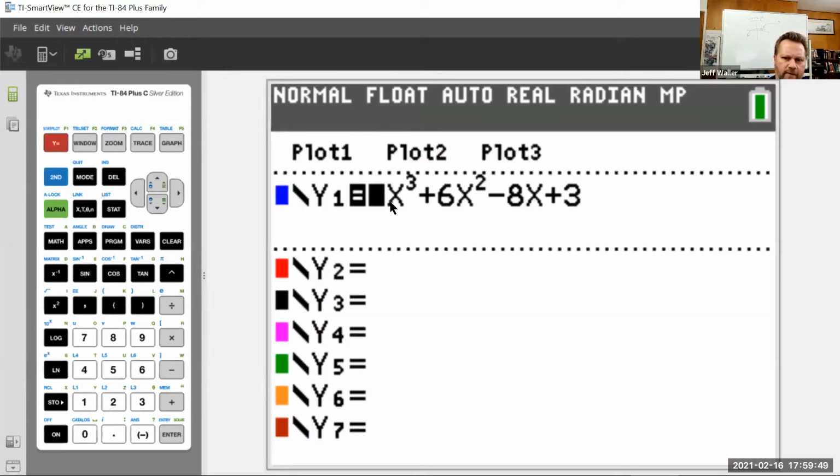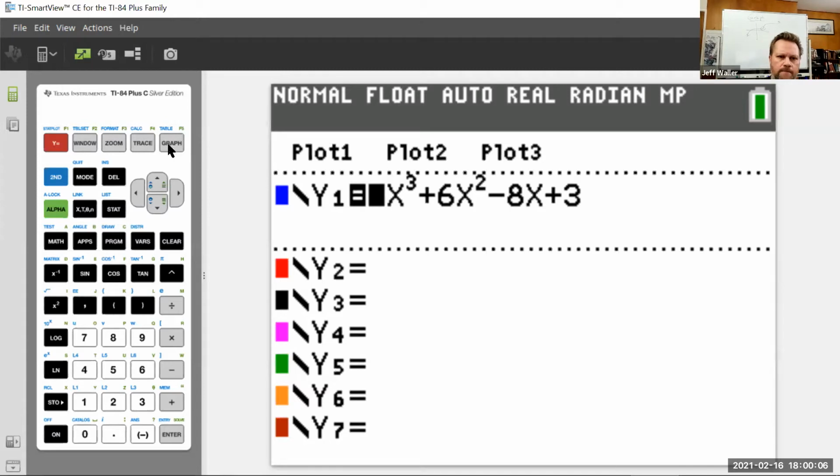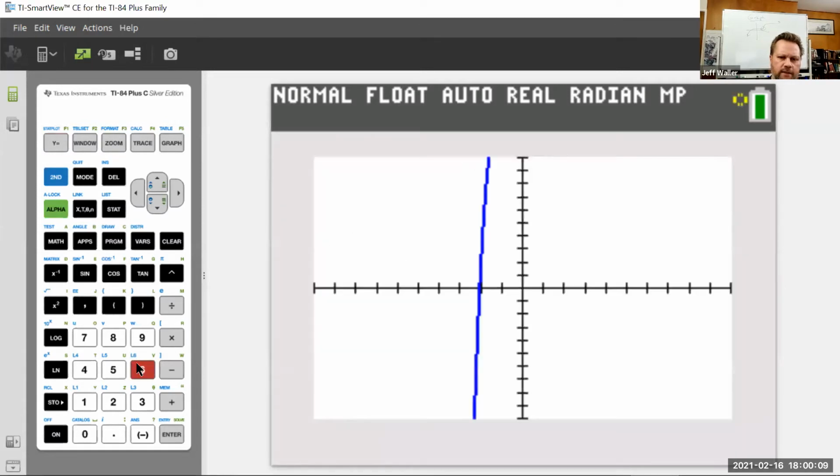Let's make it 5x cubed plus 6x squared minus 8x plus 3, if you're playing along at home. Hit zoom 6 and it looks like this.